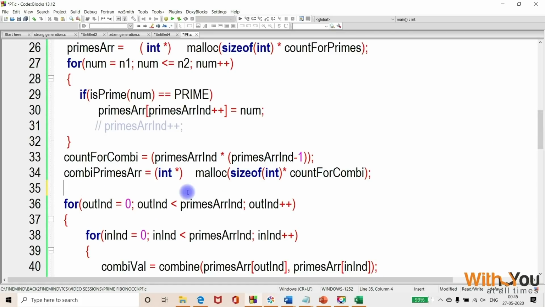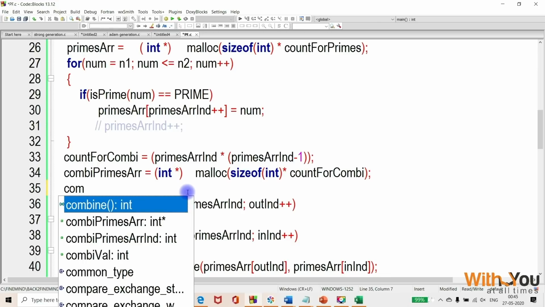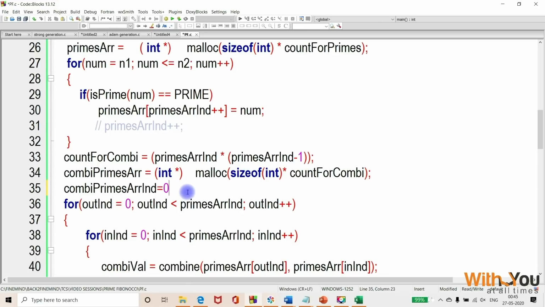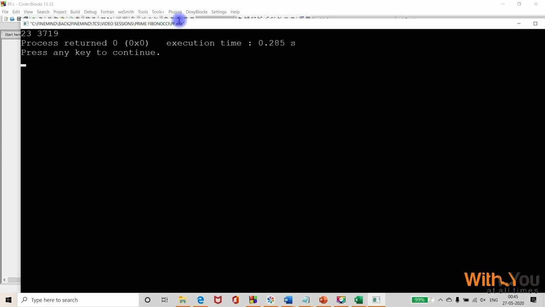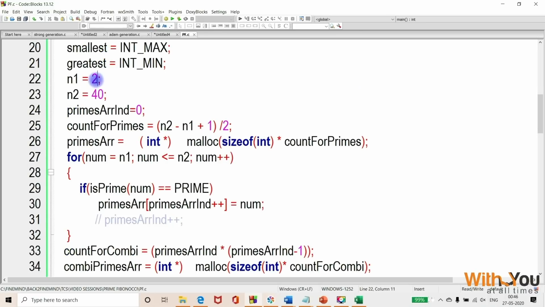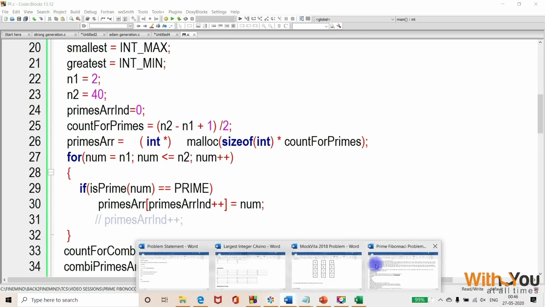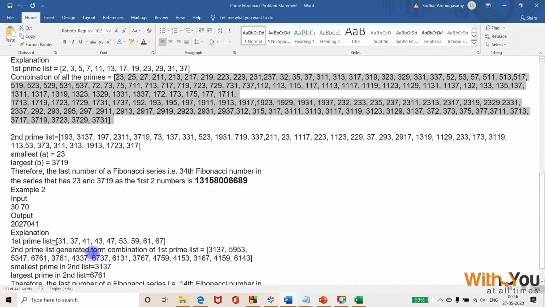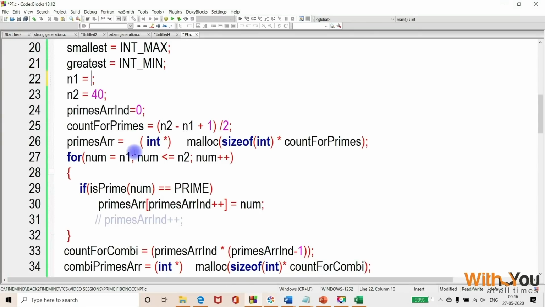The combi primes ARR IND should have started with 0. I know this I would have missed it. 23 and 379. Exactly. If I give 30 and 70, no, let us have a look at it. I am excited. 30 and 70. It should be 31376761. Wow. 30 and 70.